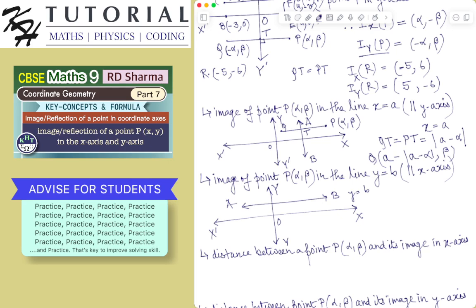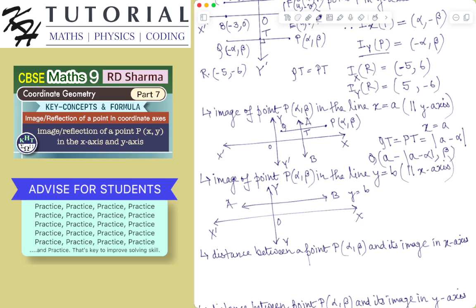So any line parallel to the x-axis, we know, is of the form y equals b, which means the line AB is at a distance of modulus of b. The b could be positive or negative. If b is positive, it means the line AB is above the x-axis, or it is along the positive direction of the y-axis. And if b is negative, then the line AB is below the x-axis, or it is in the negative direction of the y-axis. I am taking the example, for discussion, of the line AB being above the x-axis. Okay, so b is positive.